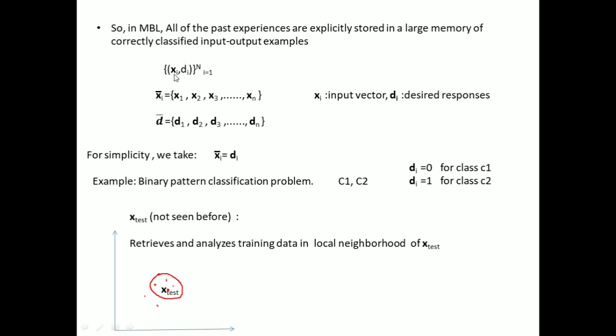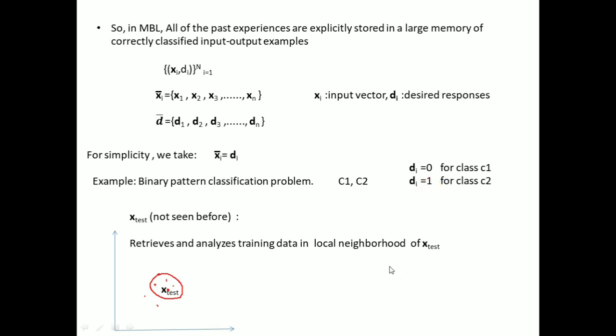For a particular xi, this is the corresponding di value, that is for a particular input, this is the desired response. Let us take a small example of the binary pattern classification problem. Here let us take that we have two classes, class C1 and class C2. If a particular input belongs to class C1, then di takes the value 0, and if a particular input belongs to class C2, then di takes the value 1.